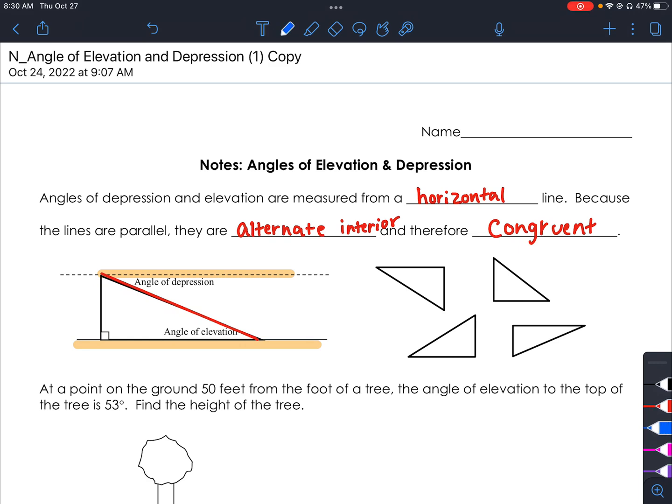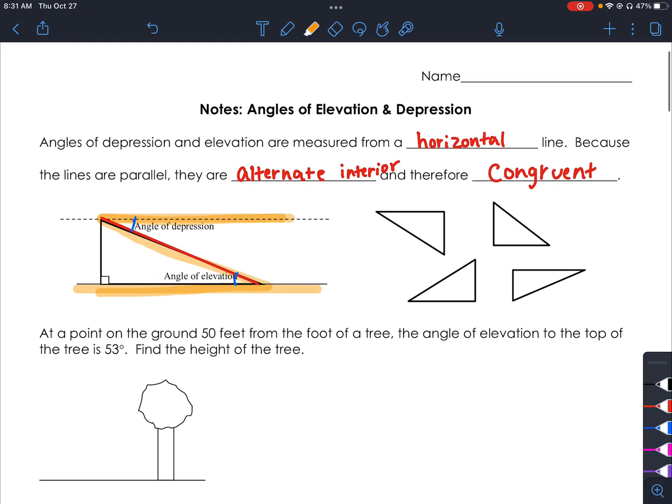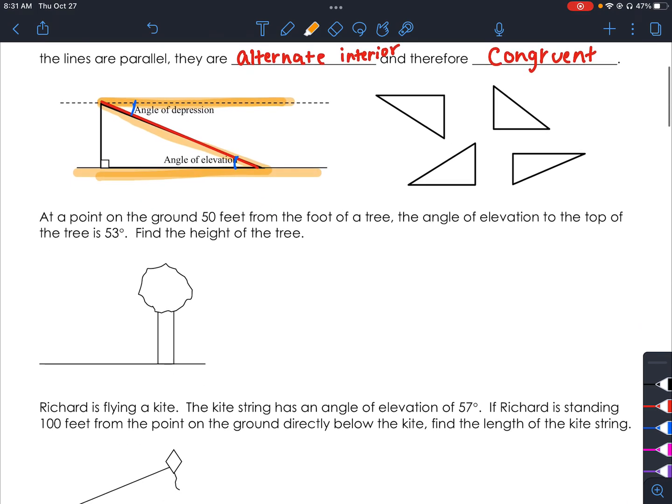So let's say they said it's angle of depression, and instead of putting the angle there, you put the angle here where the angle of elevation is. You will still get the correct answer because they're both going to be congruent anyways. If you remember from Unit 2, alternate interior angles always make a Z, which is why they are congruent.